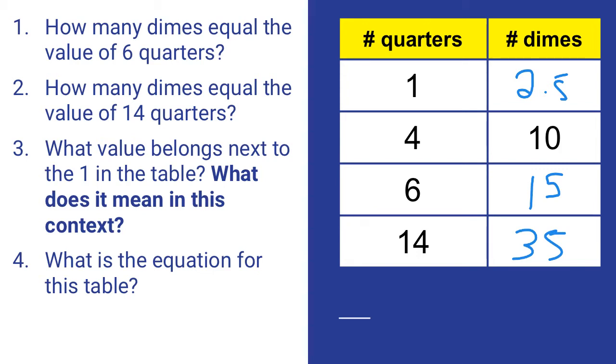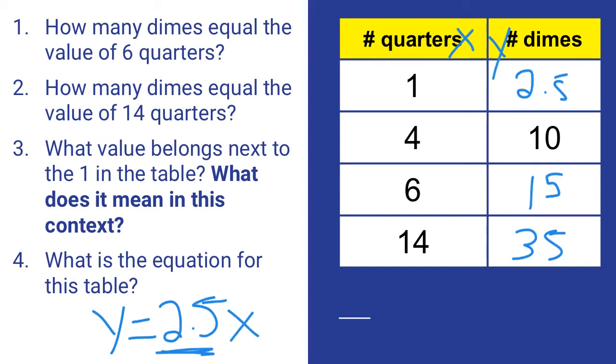It's going to be y equals, since I'm going to call this x, I'm going to call this y. It's y equals 2.5x, because 2.5 is the unit rate. It is the number that y is when x is 1. So you just do y equals 2.5x. K is right here. Whenever x is 1, whatever that y is, is our constant of proportionality.